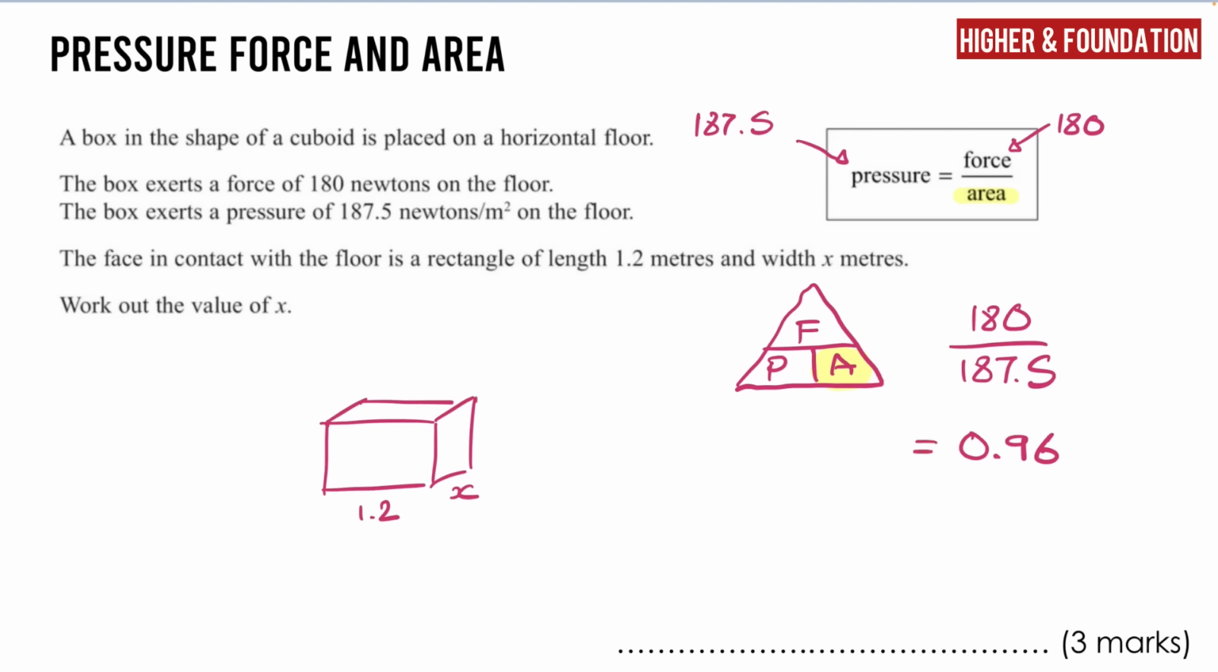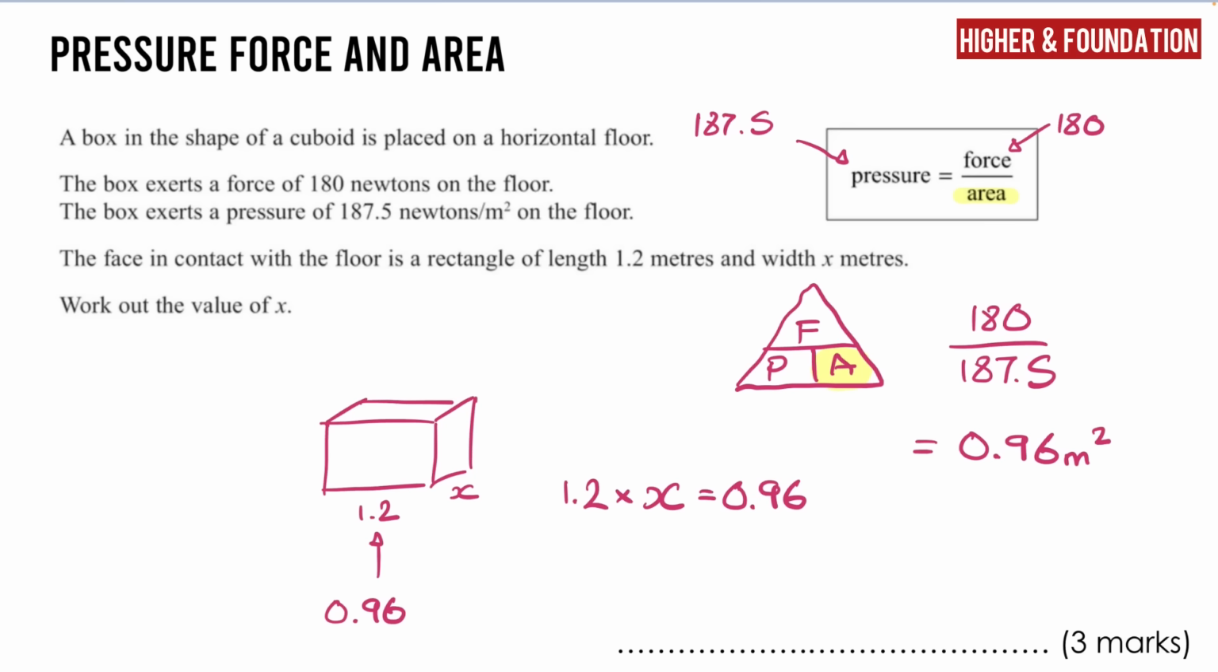0.96. Now the units are in metre squared, so that's metre squared. You don't necessarily need the units at this point. We just need to know that that is the area of the base of this shape. So 0.96, and the width is, or the length is 1.2. Now that means it's 1.2 multiplied by the width, which is equal to 0.96.